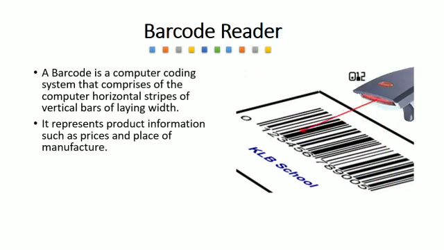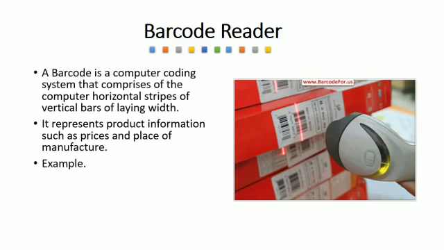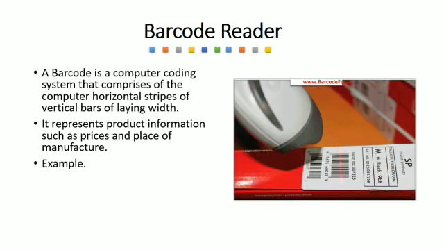It represents product information such as the price and the place of manufacture. It represents the product information. So when this barcode is read by the barcode reader, it represents information such as the price of the product and the manufacturer of the product.